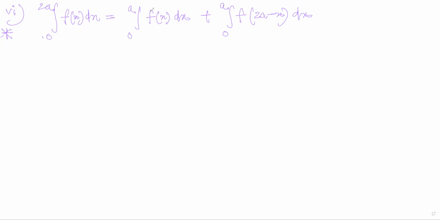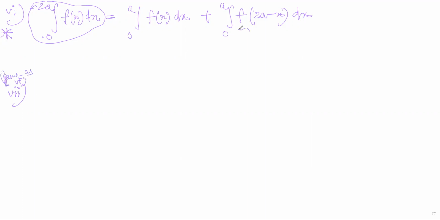Fx, integrate fx also from 0 to a, and integrate f of 2a minus x. You can get that 2a minus x from here if you apply the fourth property, but with the limits 0 to a. That is the only thing. And this also can be changed to the seventh property. So seventh and sixth are same.